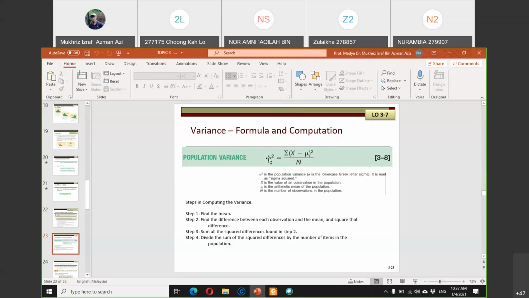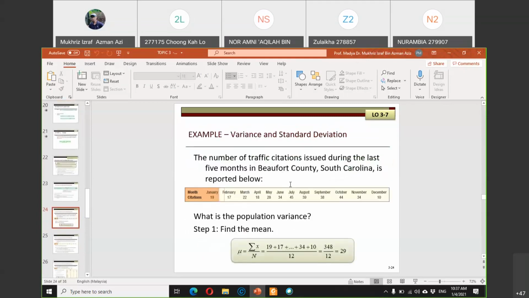Okay, the square value represents variance. So here you have this simple formula. Simple example: you have this monthly data of traffic citations, saman lah. How many citations or saman are issued at this particular place. So you have 12 observations, or N is equal to 12.